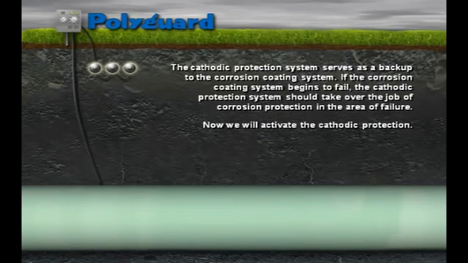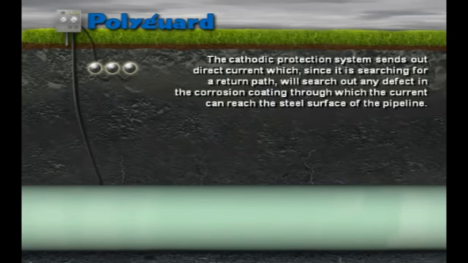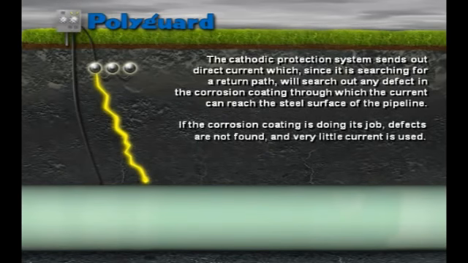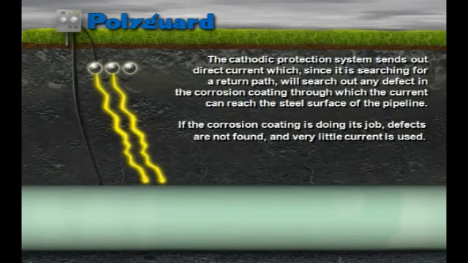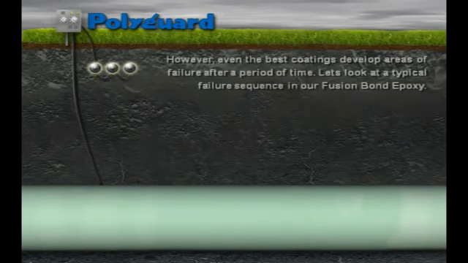Now we will activate the cathodic protection. The cathodic protection system sends out direct current, which, since it is searching for a return path, will search out any defect in the corrosion coating through which the current can reach the steel surface of the pipeline. If the corrosion coating is doing its job, defects are not found and very little current is used. However, even the best coatings develop areas of failure after a period of time.